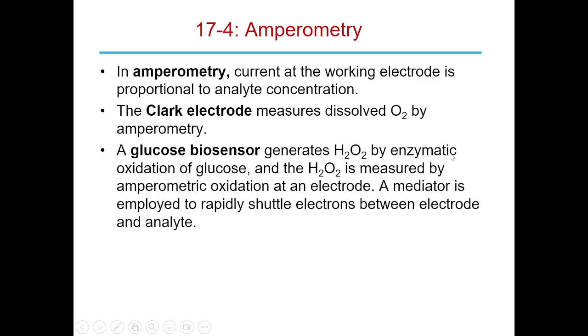Probably the more famous one nowadays would be the glucose biosensor. This generates peroxide by enzymatic oxidation of glucose. And the peroxide is then measured by amperometric oxidation at an electrode. Okay? Okay, let me just finish this and we'll go. A mediator is going to be employed to rapidly shuttle electrons between the electrode and the analyte.